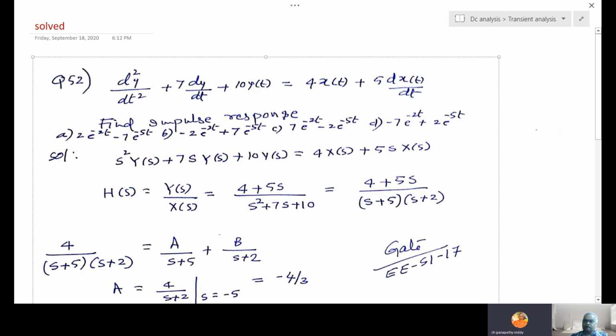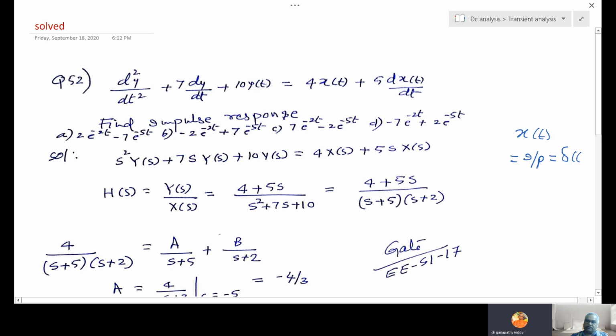X of t is the input. But what is the input here? Impulse. What is the Laplace transform of the impulse function? It is 1. So anyway, solution: apply the Laplace transform to this.